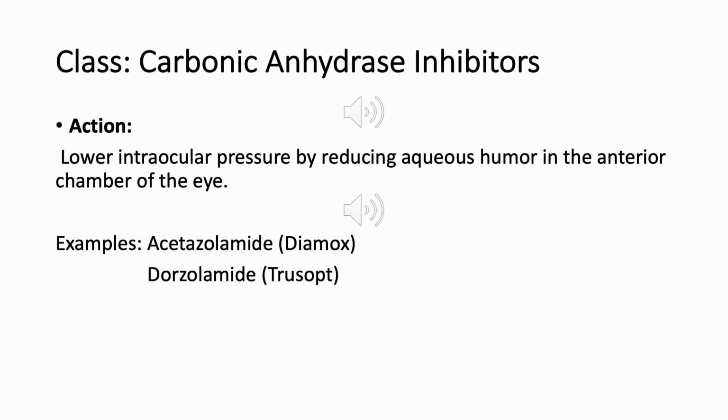Another classification is carbonic anhydrase inhibitors, also known as CAIs. The action is to lower intraocular pressure by reducing aqueous humor in the anterior chamber of the eye. Examples are acetazolamide, Diamox, and dorzolamide, Trusopt. A carbonic anhydrase inhibitor, also known as CAI, lowers IOP by reducing aqueous humor in the anterior chamber of the eye.